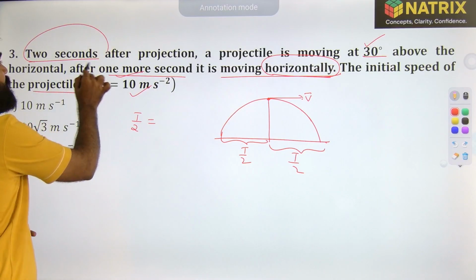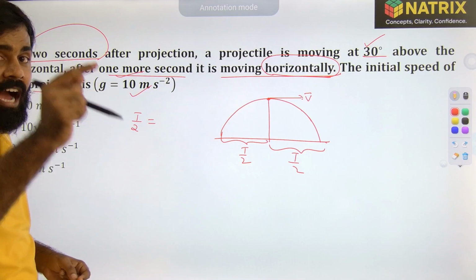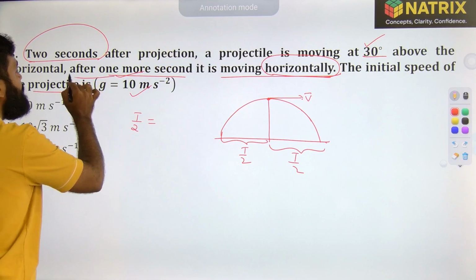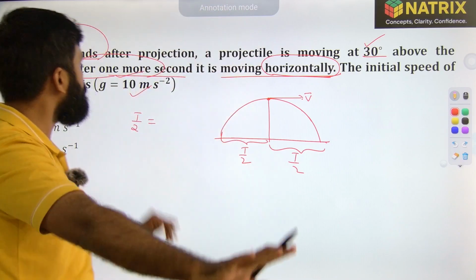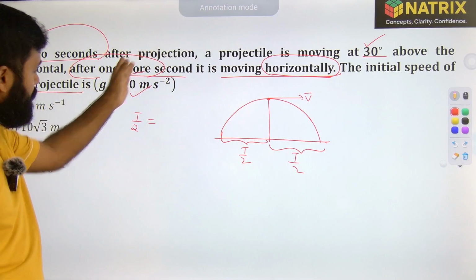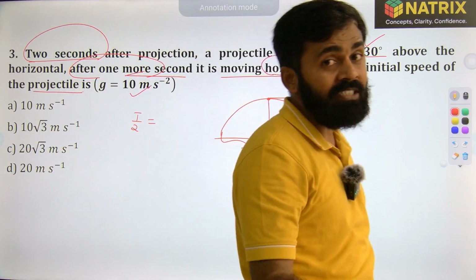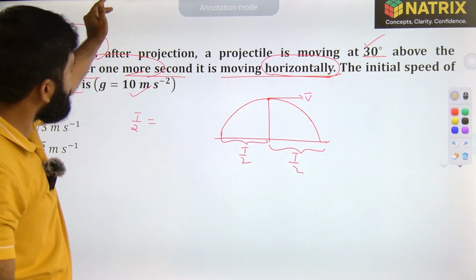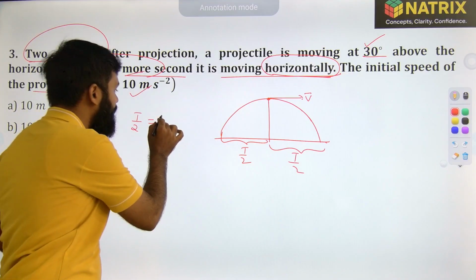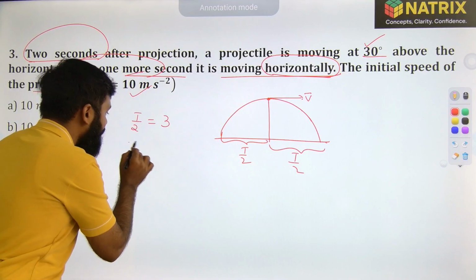See, first 2 seconds, and after one more second, this is important. You guys will read only 1 second. You will take that T by 2 as 1 second. They are saying after one more second. After one more second means first 2 seconds and after one more second. So, T by 2 is equal to 3 seconds. Time period will be 6 seconds.